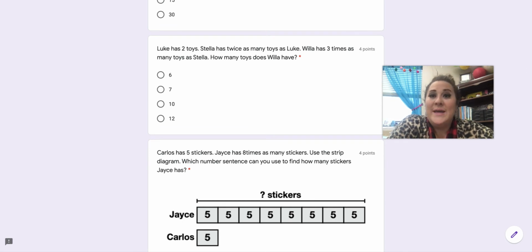Luke has 2 toys. Stella has twice as many toys as Luke. Willa has 3 times as many toys as Stella. How many toys does Willa have?